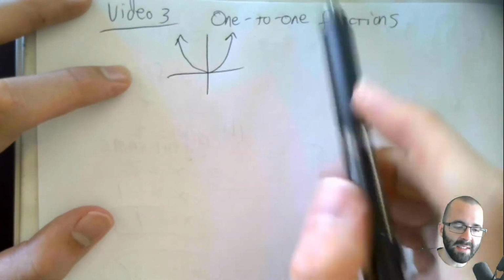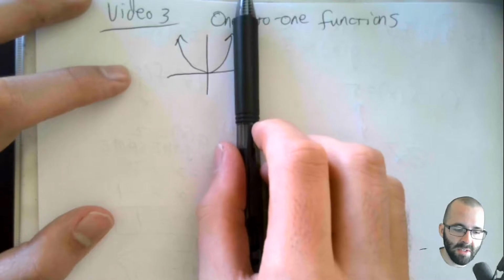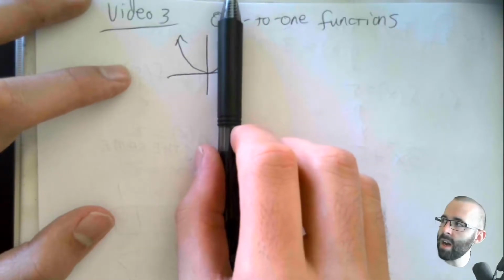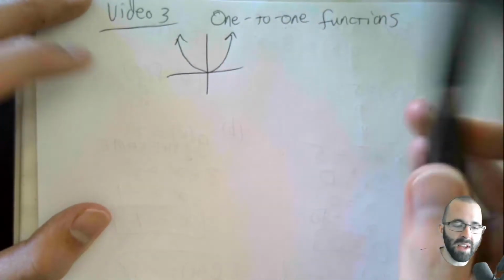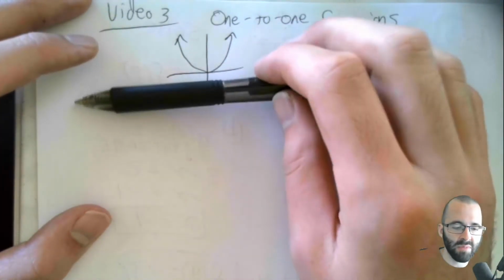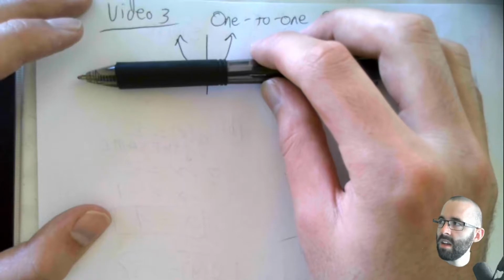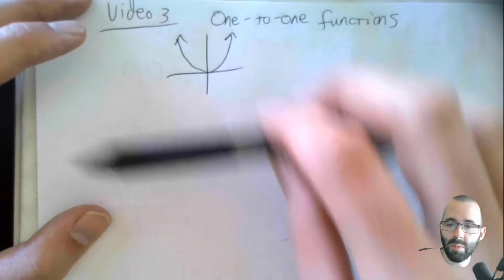This parabola passes the vertical line test. It is a function. For every input, there is only one output. The vertical line only crosses the graph once, right? But the other way is not true. If we looked at a horizontal line, there are outputs that have multiple inputs.